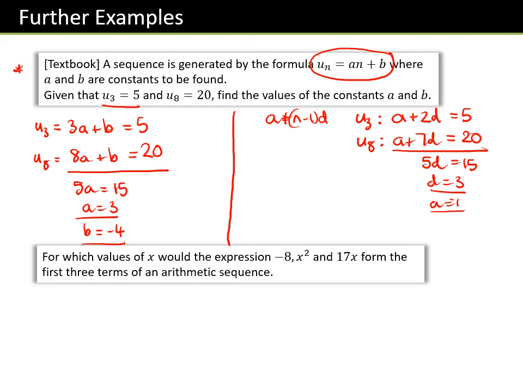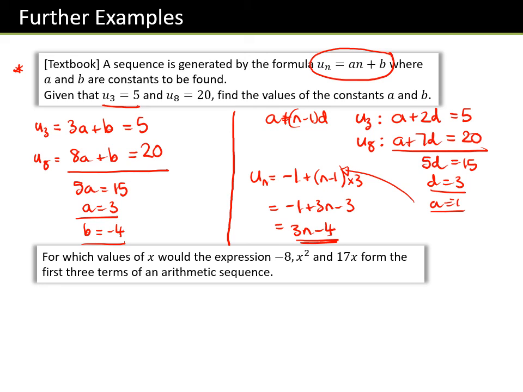Now, what I've worked out here is the first term and the common difference. So I would have un equals minus 1 plus n minus 1 times 3. And then I would have to simplify this. Minus 1 plus 3n minus 3. And that gets me back to 3n minus 4, which relates to the a and b in this first method.